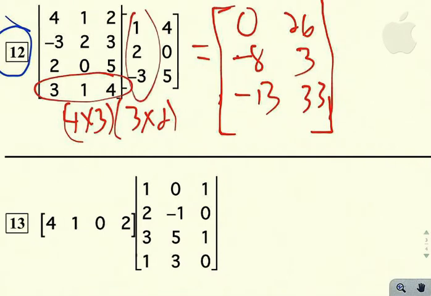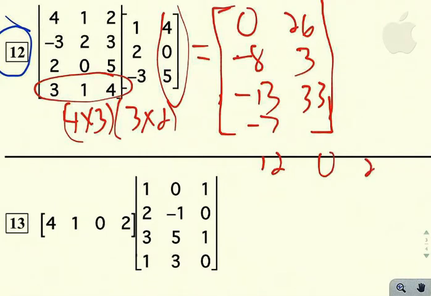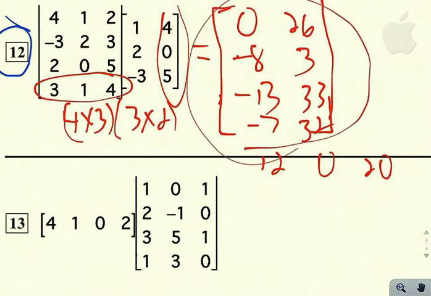Fourth row, first column. First number is 3, second 2, third minus 12. So you get minus 7. Now for the fourth row, second column. First number is 12, second 0, third 20. Add them up, you get 32. There's your answer for number 12.